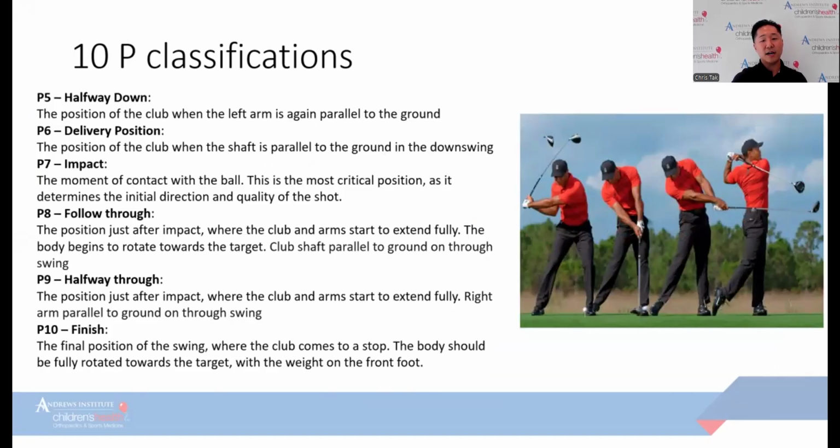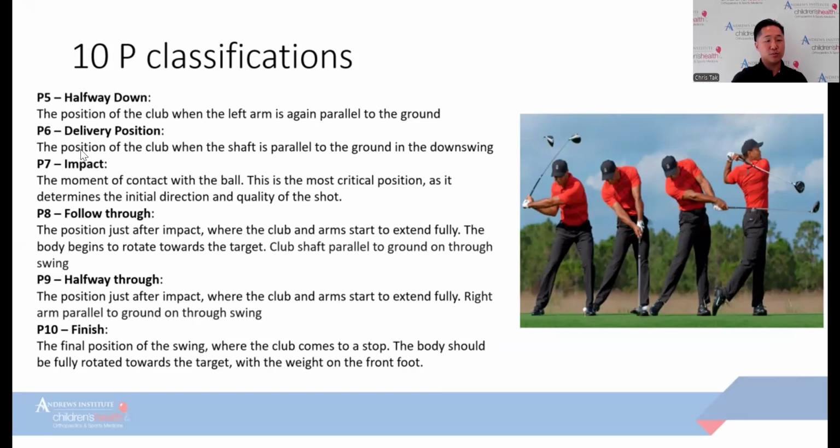So P5 is a halfway down, but this time in the downswing. It's the position of the club when the lead arm, again, is parallel to the ground. So initiation from P4, which was at the top of the swing, and then as the arm comes down, as you can see here, his hips are already rotated through. Which means that from the top of the backswing, hips went first, the torso went, and then the arms are starting to come down.